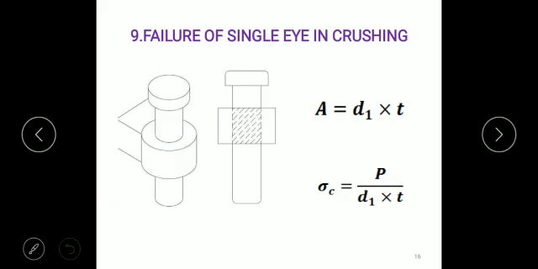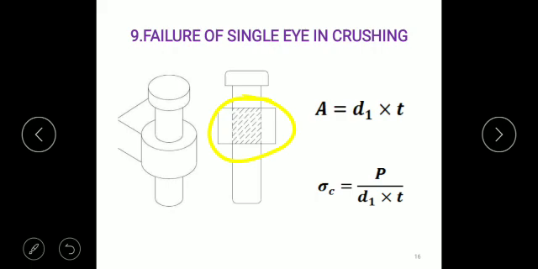And the last failure is the failure of the single eye in a crushing failure. So, like that, this double eye is subjected to the crushing failure; this is the portion where the single eye is in a crushing failure or the compressive failure. We know d1 is the diameter of the pin. The portion around this pin is subjected to that crushing failure, and t is the thickness of this eye or the fork end. So that we can calculate the crushing stress. P is equal to sigma c, which is equal to p upon d1 into t.